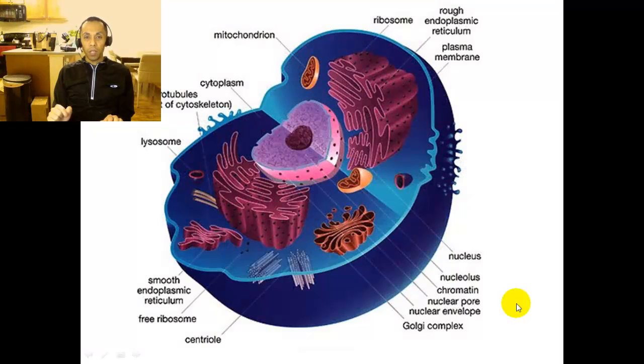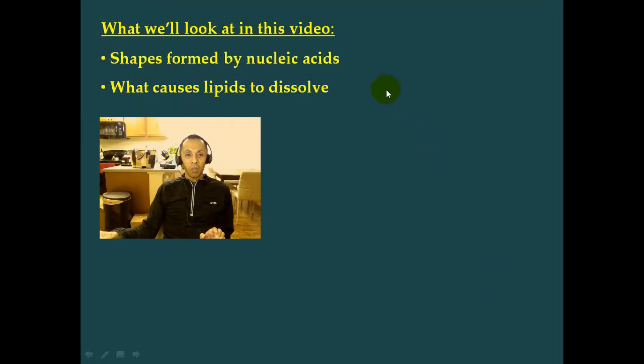What we're going to do in this video is build on some of the concepts that you learned in the knowledge check assignment on the molecules of cells. Specifically, we'll take a look at these two things. We'll take a peek at some of the shapes that are formed by nucleic acids. If you want to use the technical terms, we're going to look at the secondary and tertiary structures formed by nucleic acids. And then later on in the video, we'll take a look at what might cause lipids to dissolve. That's kind of an interesting story, and it's something that is very relevant to cell biology.